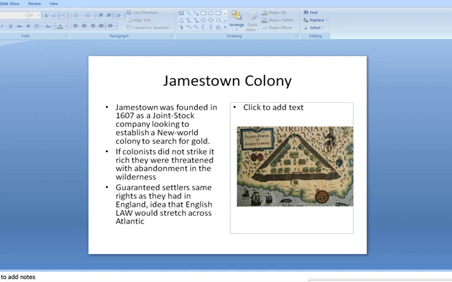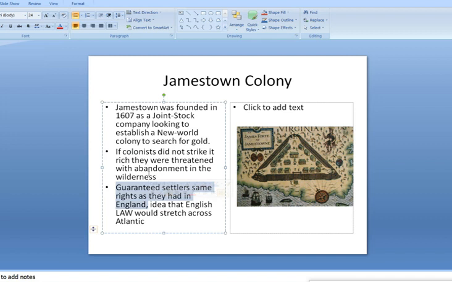Okay? Now, basically, people going over first are going to be just like the Spanish. They're going out looking for gold. And if they didn't find gold, if they didn't strike it rich, they were threatened with abandonment in the wilderness. How nice. Okay? The stock company guaranteed settlers the same rights as they had in England.